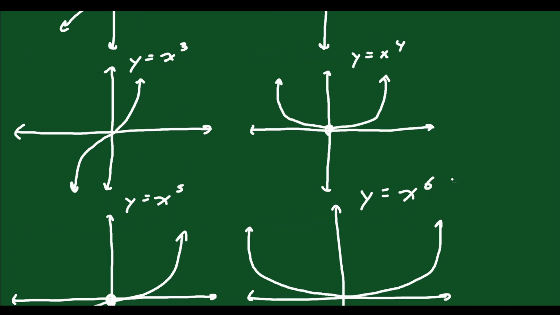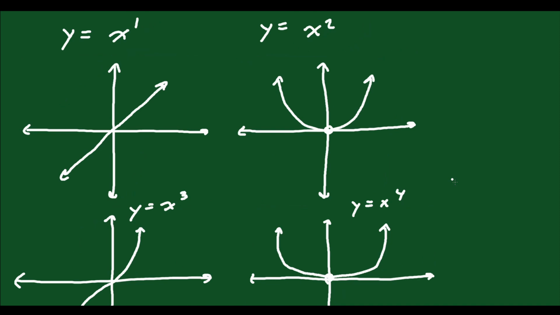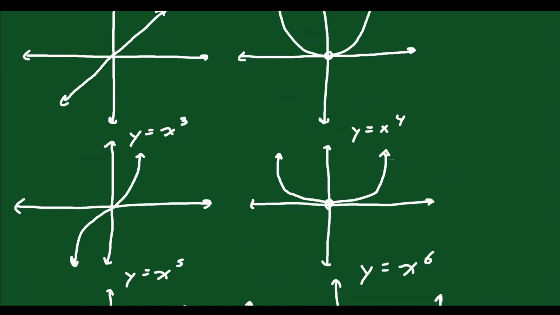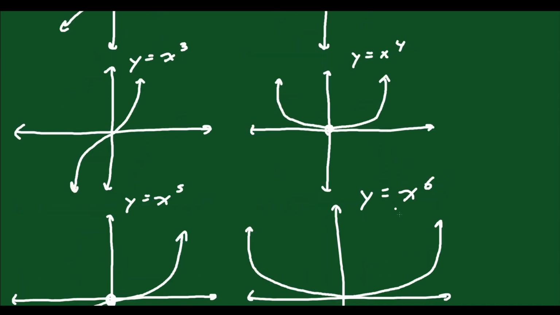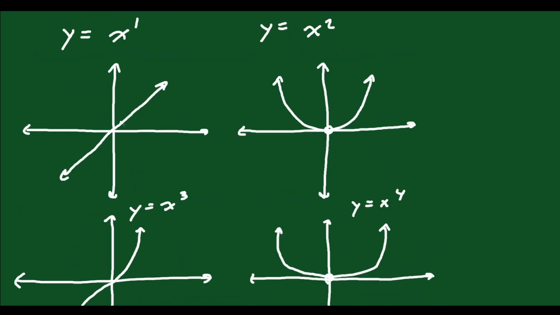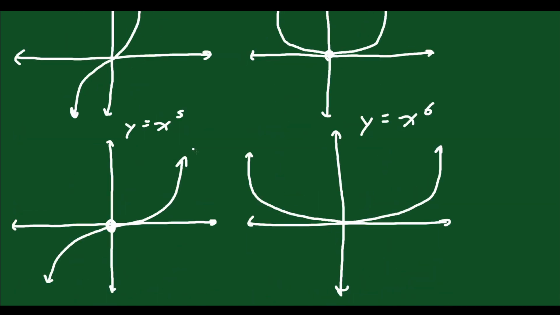So if you look at all these even number functions, so like x squared, x to the 4, x to the 6, they're all very similar. They just get wider and wider. And the same is true for x to the 1, right? Or I should say the odd number exponents, right? So x to the 1, x cubed, x to the 5, they're all kind of similar in that they start from the bottom left to the top right.